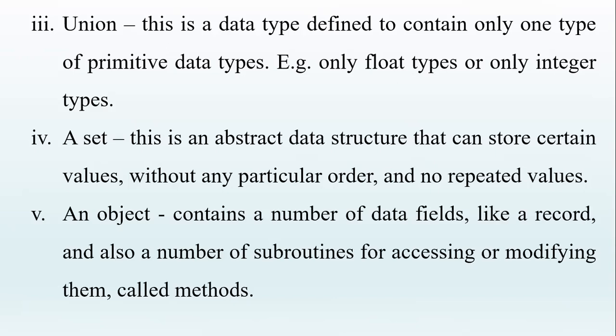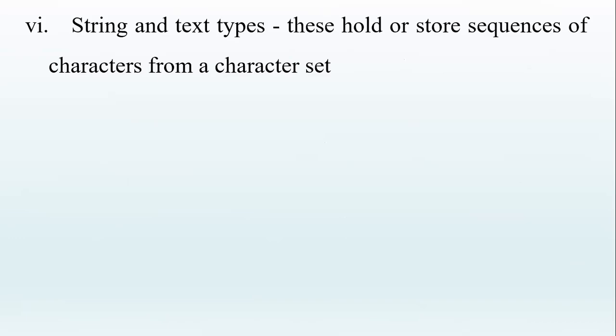Number five is an object. It contains a number of data fields like a record and also a number of subroutines for accessing or modifying them that we call methods. Number six are the string and the text types. These hold or store sequences of characters from a character set.